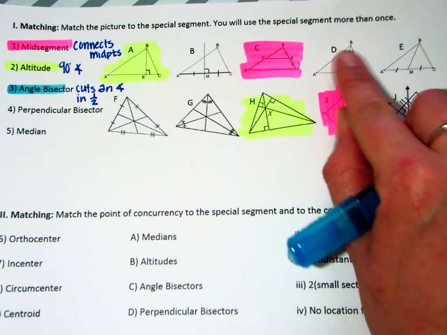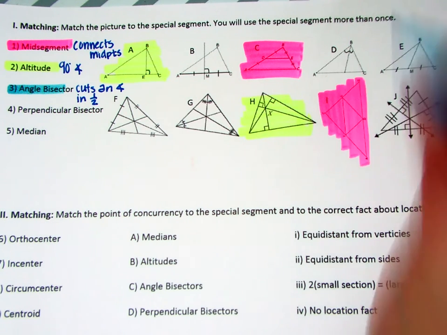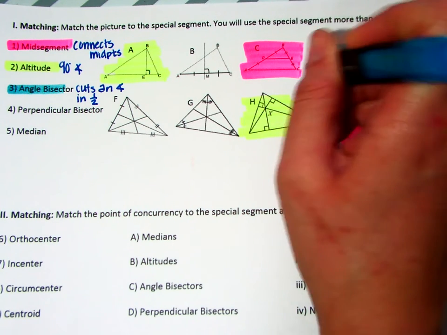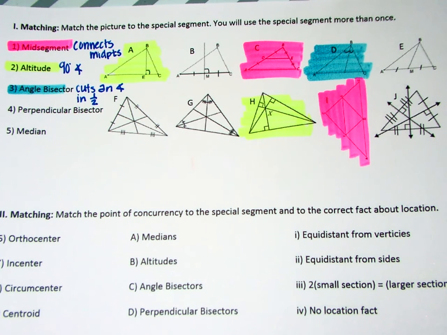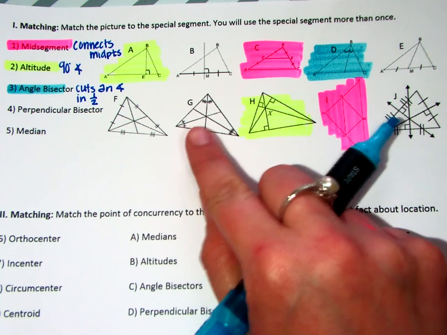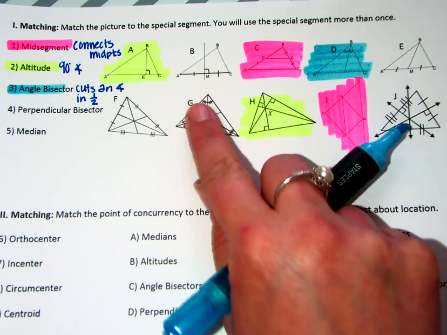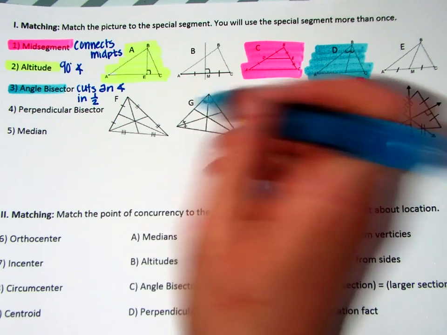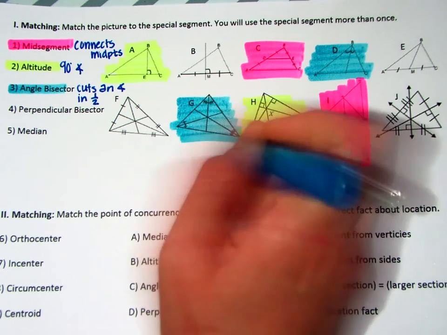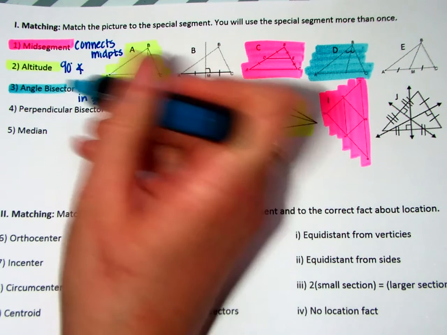Option D marks two little pieces of an angle congruent. So option D would be considered an angle bisector. The only other one that starts at an angle and has any information near the vertices is option G. Notice how they've marked the two angles congruent. So D and G are my angle bisectors.